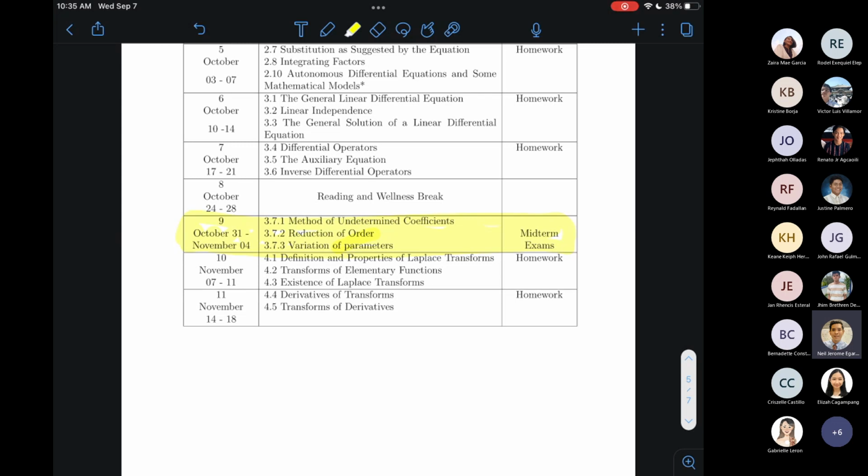Alright? Sino ba dito yung puro M1 at saka ano ba yung online assessment lang? Yung hindi nag-stay sa campus. Can I see a show of hands?